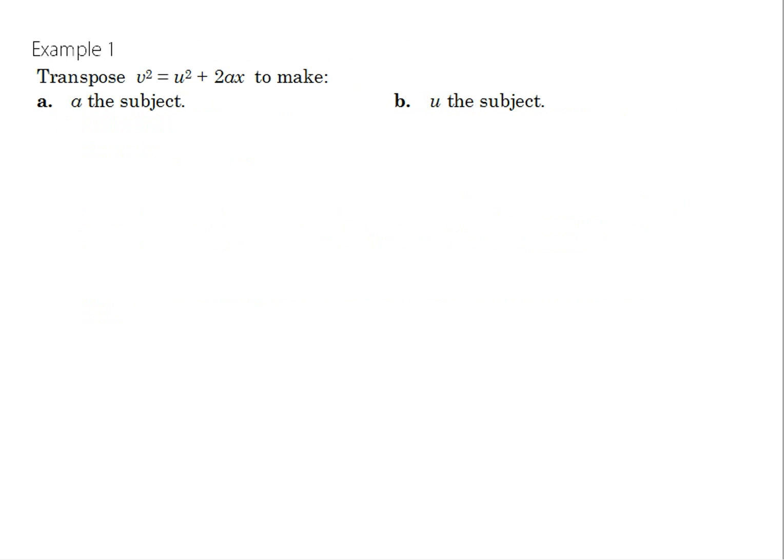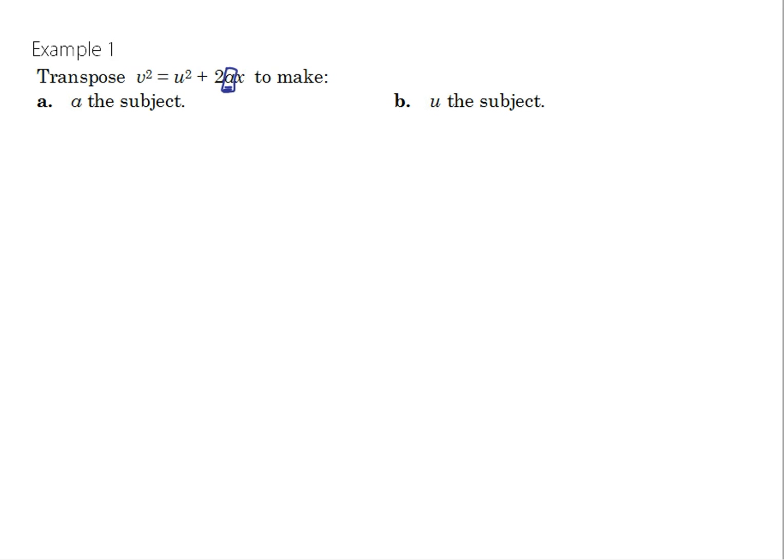So let's consider this formula or literal equation. We've got 1, 2, 3, 4 variables here. At the moment, v squared is the subject of this formula. So first of all, in part A, we want to rearrange or transpose this formula to make A the subject. This is what I'm trying to isolate now. I want to get the A on its own in this equation. So you need to break it down.